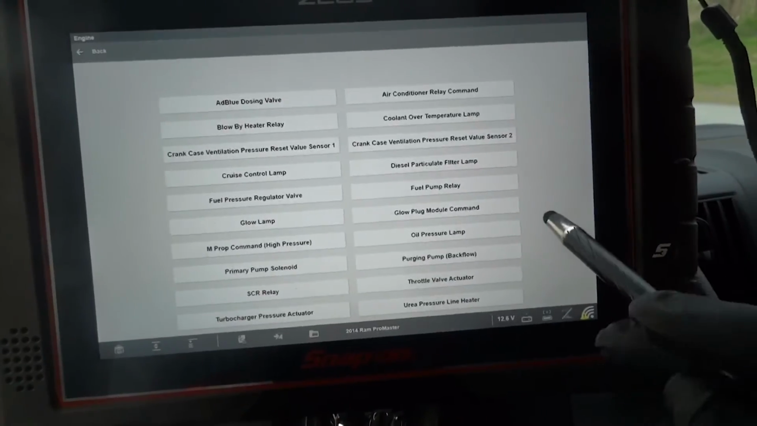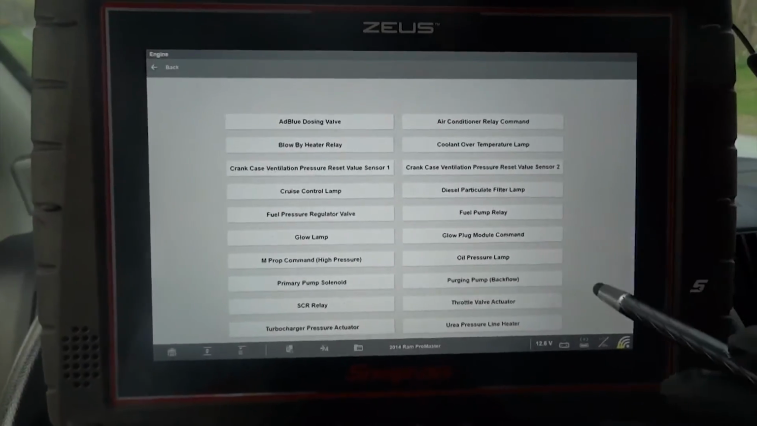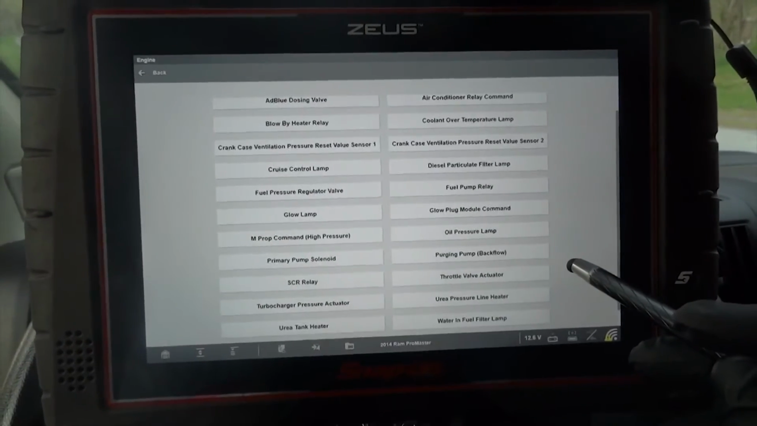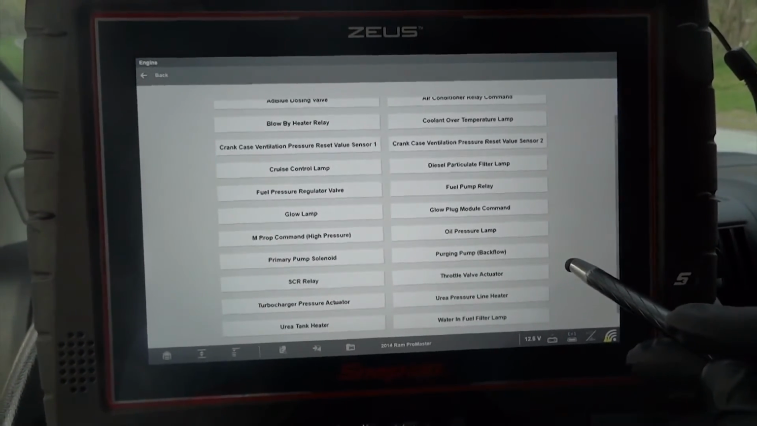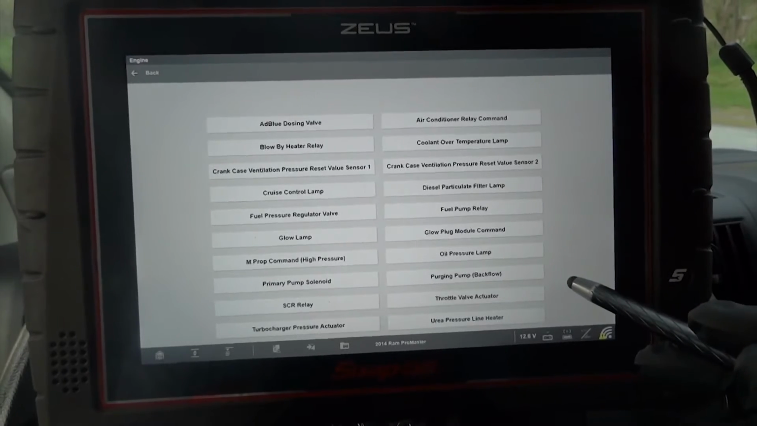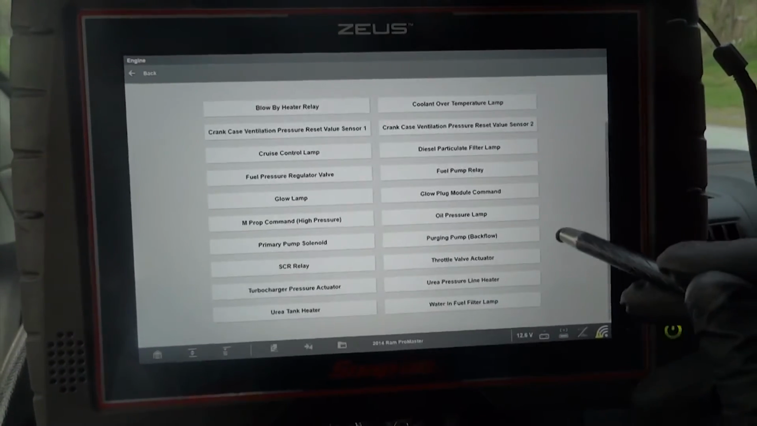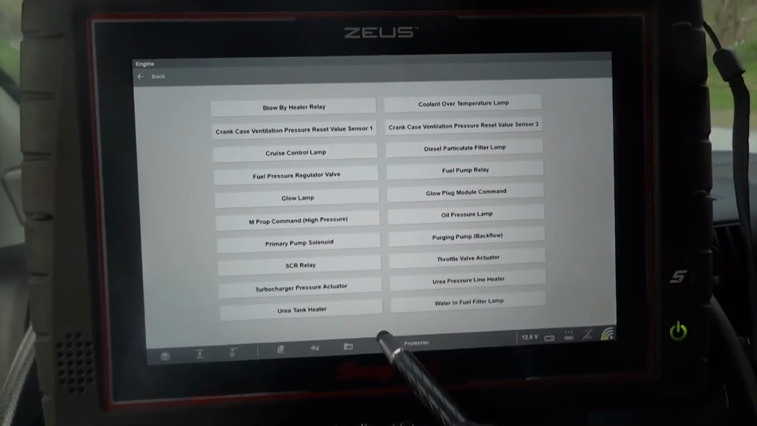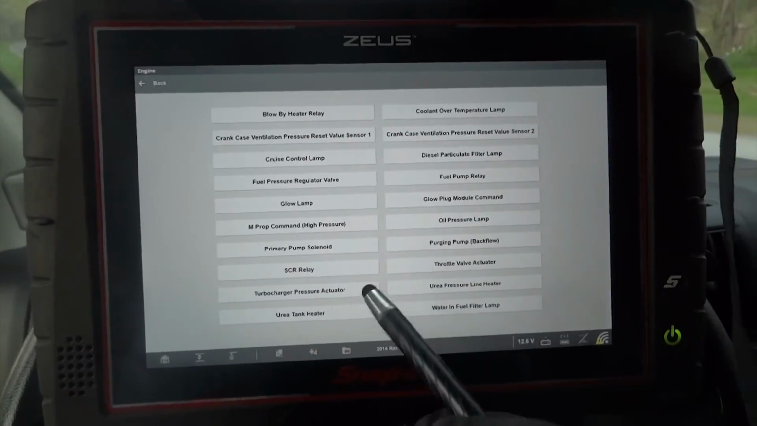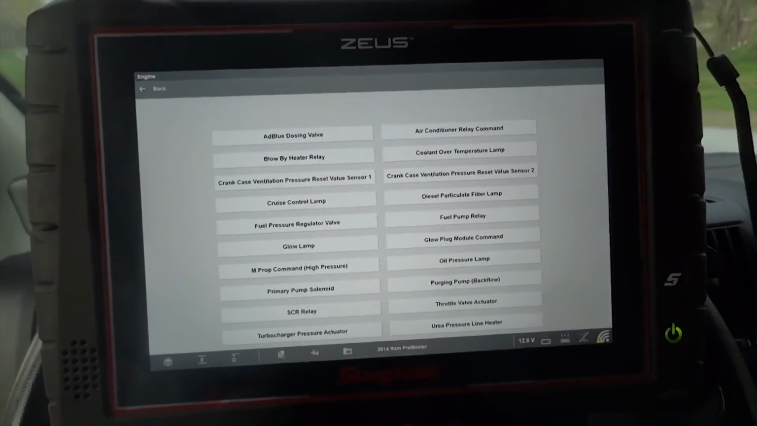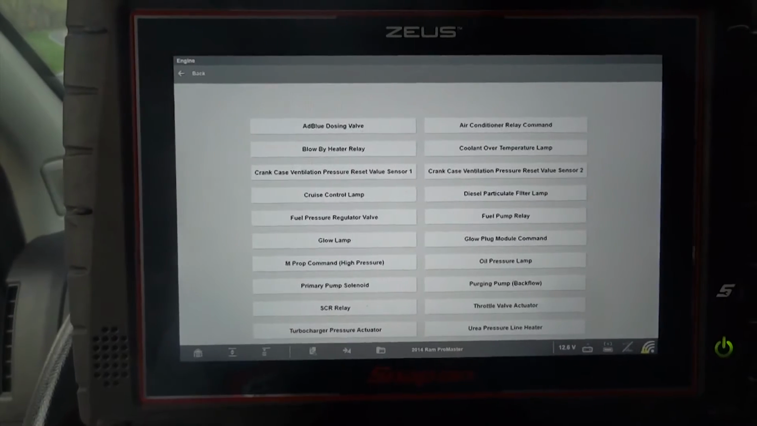Alright guys, you know what? With my Zeus, my Snap-on scan tool, I don't have a bidirectional test that allows me to open the EGR. Let's go back to the shop and use our RTL tool. Hopefully with the RTL tool, we're gonna be able to open the EGR valve. So what I'm gonna do is we're gonna go to the shop.